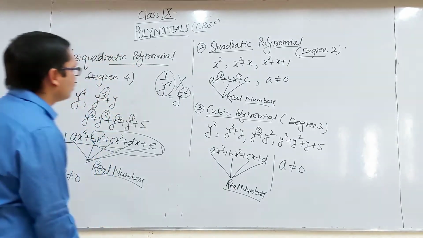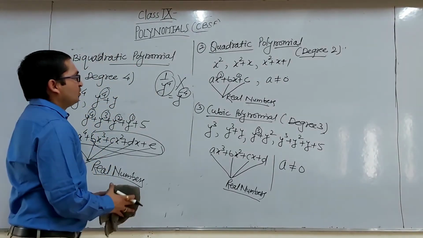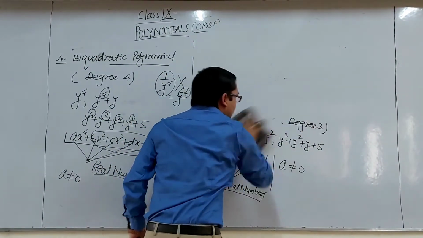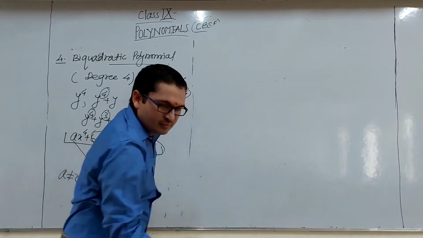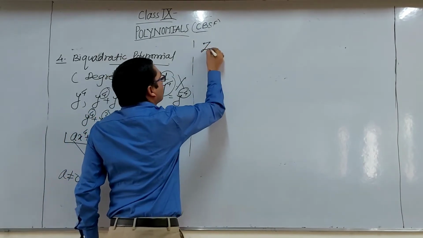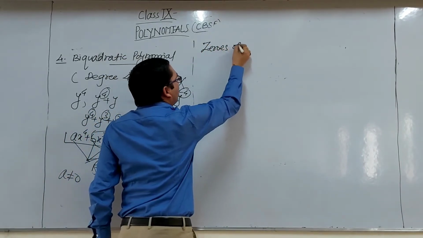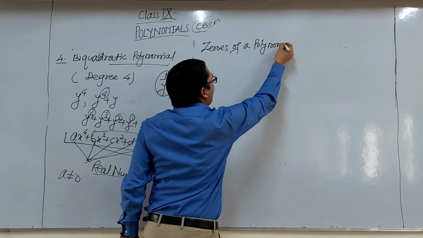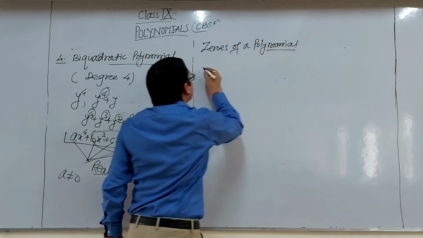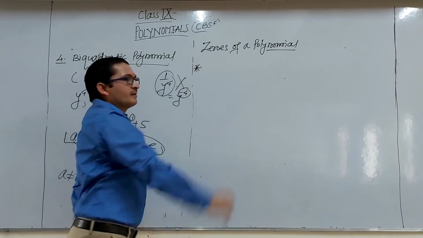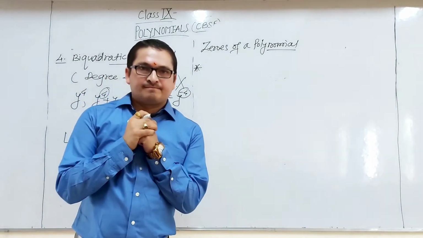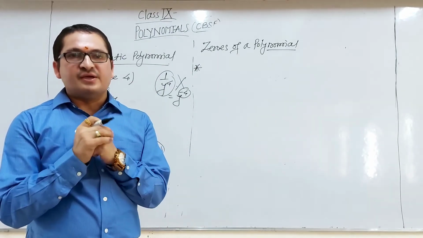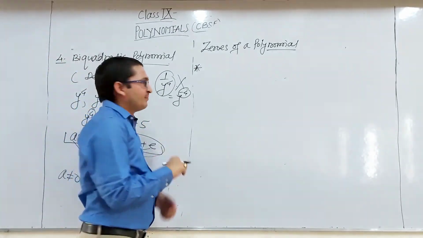Now, zeros of a polynomial. What does it mean? The value of x for which the given polynomial is 0. That is the zero of the polynomial.